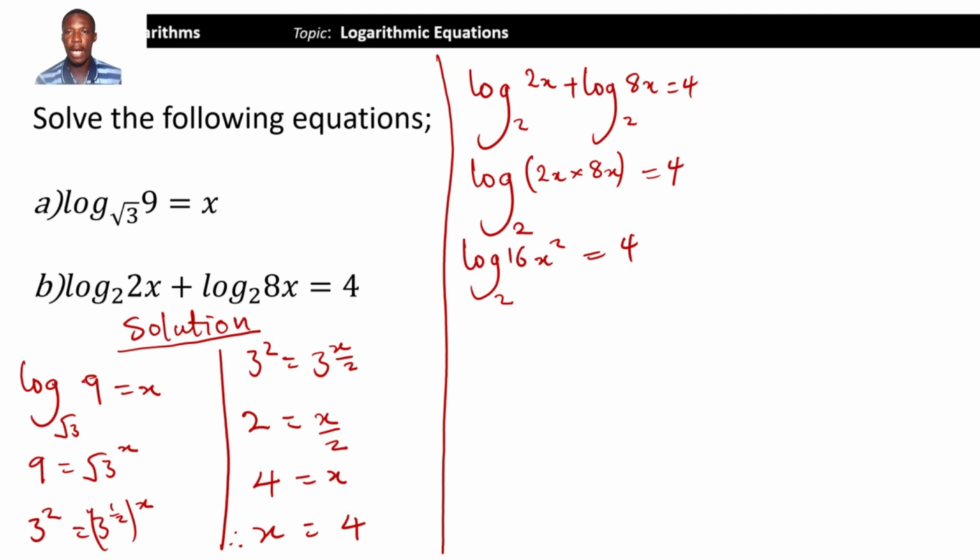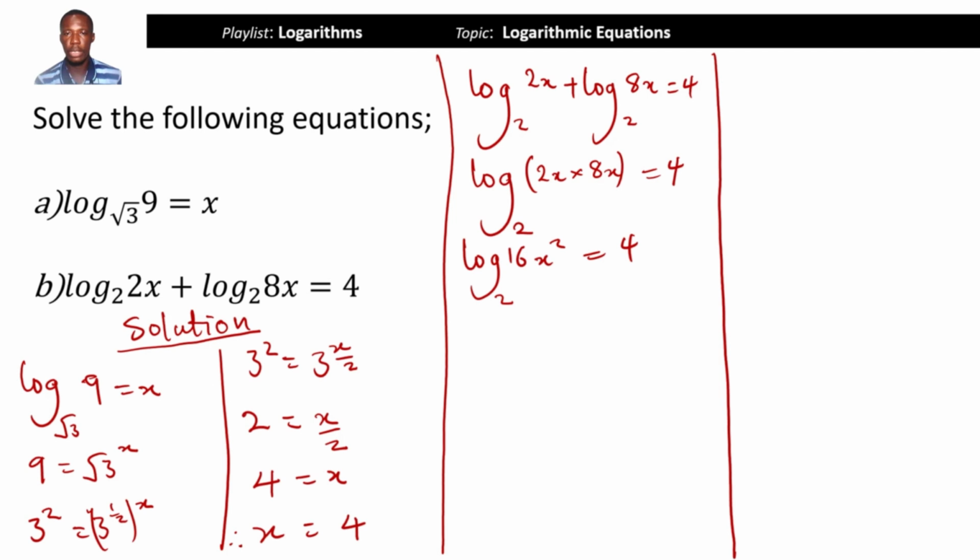Now from here, I have two options to go through this. It doesn't mean it's limited to two options. If you get another option, you can still work with it. So I am going to use two approaches from here on. The first approach, I'm going to use two different colors for the two approaches.